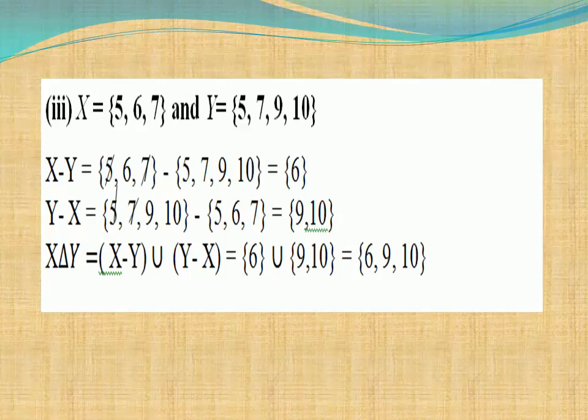Third subdivision, X is equal to {5, 6, 7}, Y is equal to {5, 7, 9, 10}. Here X minus Y: the common elements are 5 and 7, take them out, and the remaining element from X is 6. And Y minus X: the common elements are 5 and 7, the remaining elements from Y are 9 and 10. Take the union of these two sets, you get {6, 9, 10}. So the symmetric difference of X and Y is {6, 9, 10}.